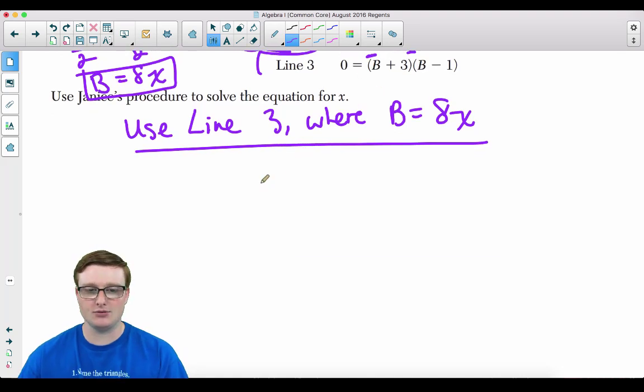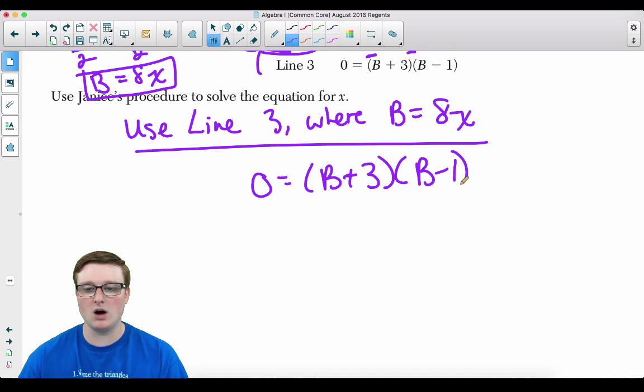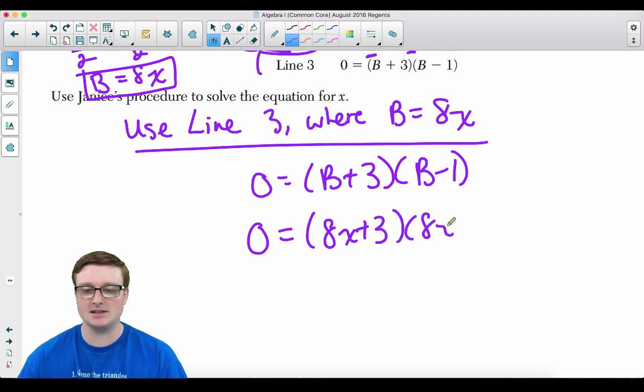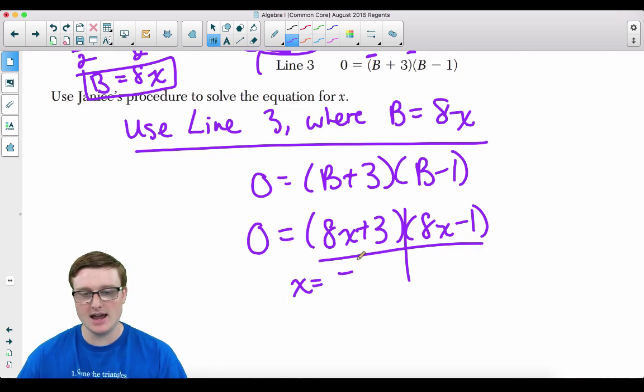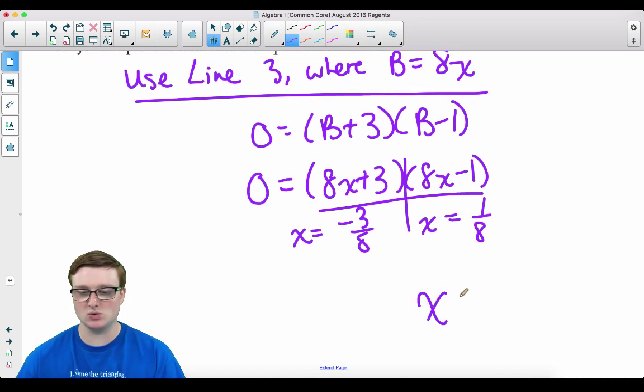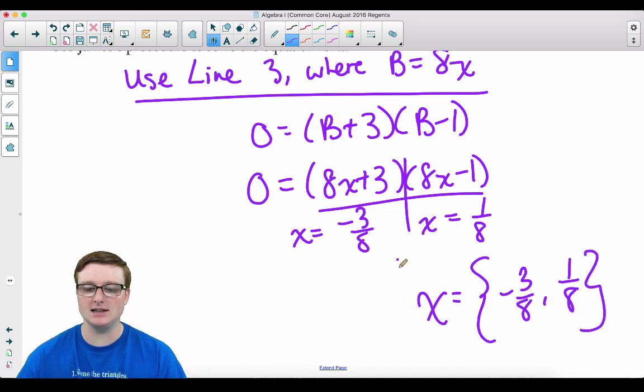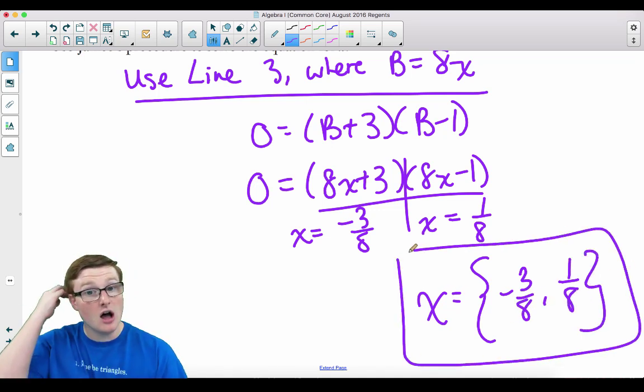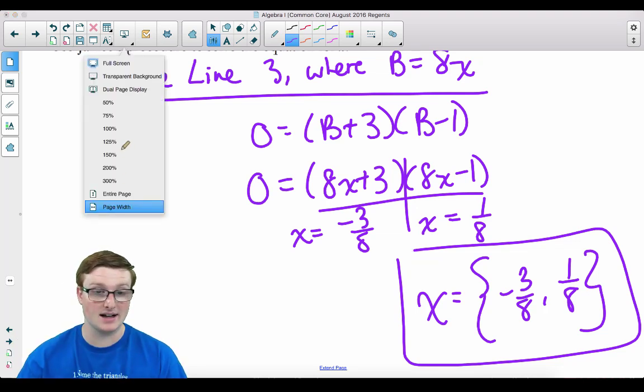So I'm going to take line 3, which is 0 is equal to b plus 3, b minus 1, and I'm going to plug in 8x for b. So we get 0 equals 8x plus 3, 8x minus 1. We're going to t-bar it. We get x is equal to negative 3/8, and then we get x is equal to positive 1/8. So it says solve the equation for x. I'm just going to make my swirly brackets. X is equal to negative 3/8, comma 1/8. And that, ladies and gentlemen, is the answer to solve this equation for x.